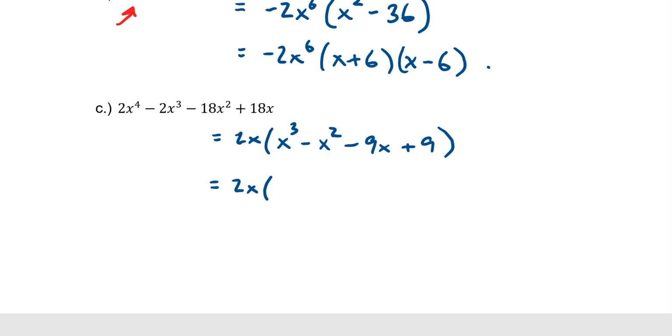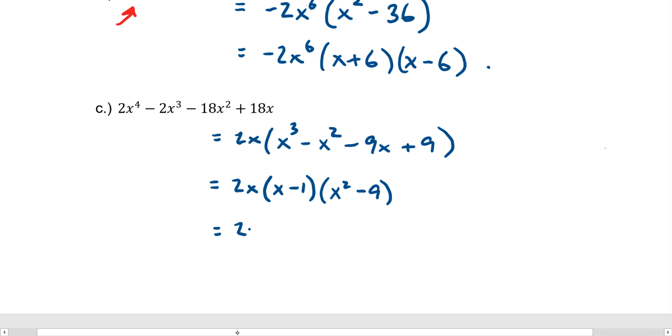Using grouping, we group the first two and group the second two. Remember, we have to be careful because there's that negative. I recommend you try this on your own, but I'm going to skip ahead to the answer here. When we do the grouping, we end up with x minus 1 times x squared minus 9. And then you might recognize that x squared minus 9 is a difference of squares. That can be factored again.